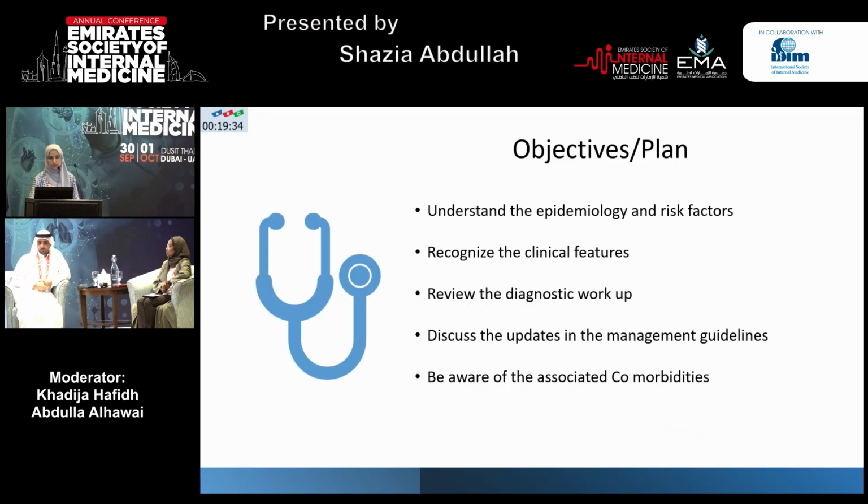So these are the objectives of my talk. By the end of the talk, I would like you all to have a basic understanding of the risk factors as well as the epidemiology of rheumatoid arthritis. I would like you to be able to recognize the main clinical features and interpret the common diagnostic tests. Then I'll talk a little bit about how we manage rheumatoid arthritis, and I'll give you an update in the guidelines. And most importantly, I would like you all to be aware of the associated comorbidities with this disease.